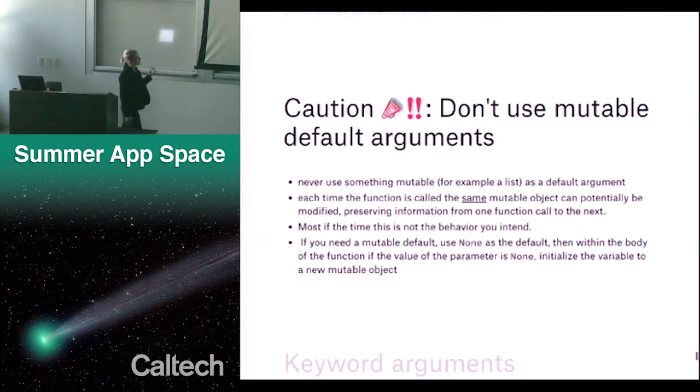Don't use mutable default arguments. Never use something mutable, for example, a list, as a default argument. And this is one of the reasons why we learned about tuples. Because each time the function is called, the same mutable object can potentially be modified. So if I have a default argument that's a list, and then I add something to that argument, every time I call the function from now to infinity, it's going to add something to that same list. So if I call the function 500 times and I add 500 things to the default, it's going to be 500 things long. So it's kind of not expected behavior. Most of the time, this is not what you want.